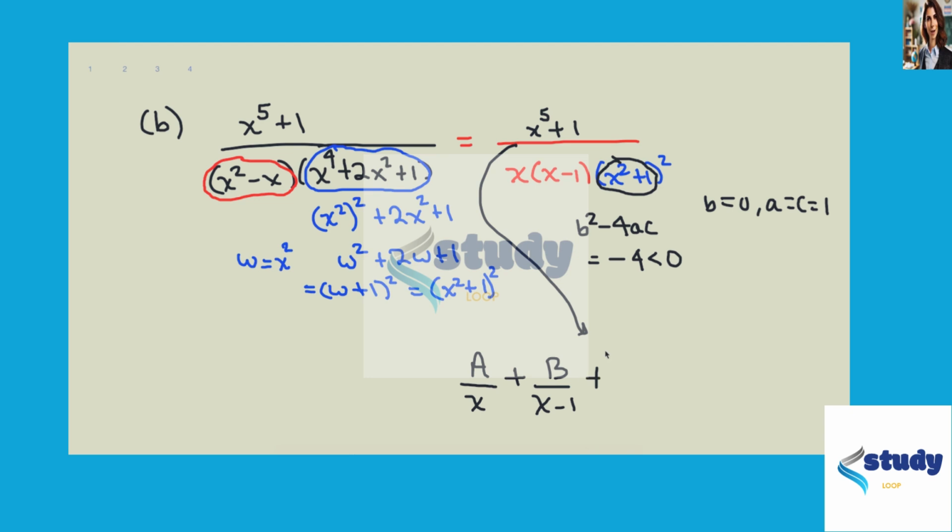And then for the last term, x squared plus 1 squared, this is what the book will call case 4 because it's quadratic, doesn't factor, and it's repeated. So we'll have Cx plus D over x squared plus 1. And because it's repeated, we'll need an extra term here, Ex plus F over x squared plus 1 squared, and there's our final answer.